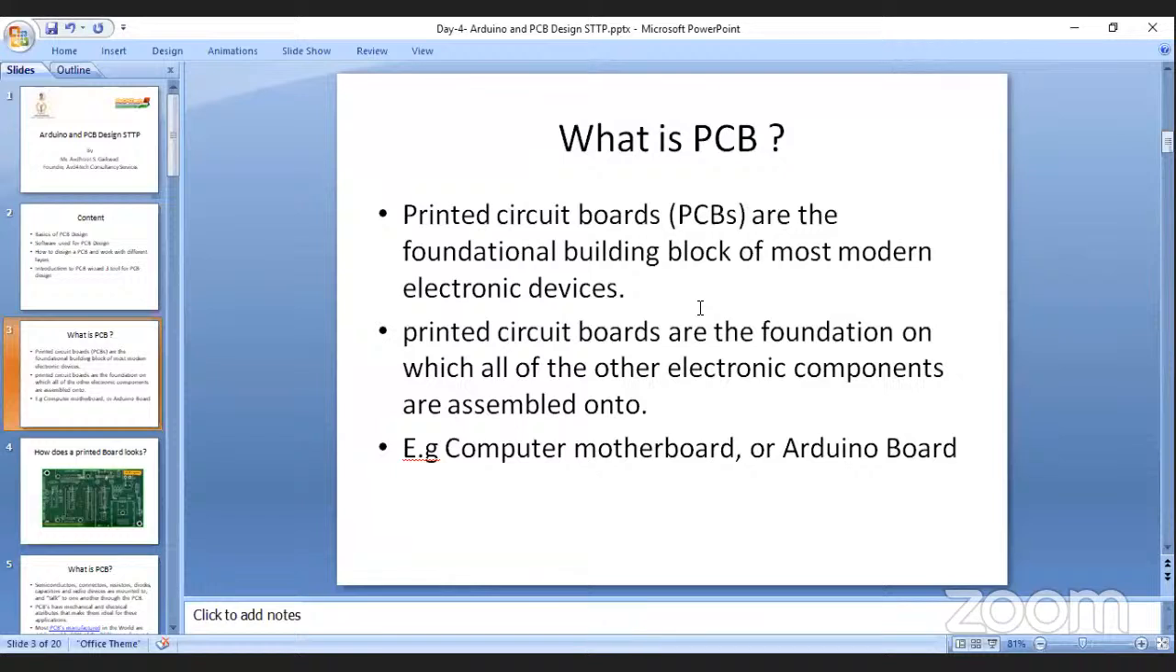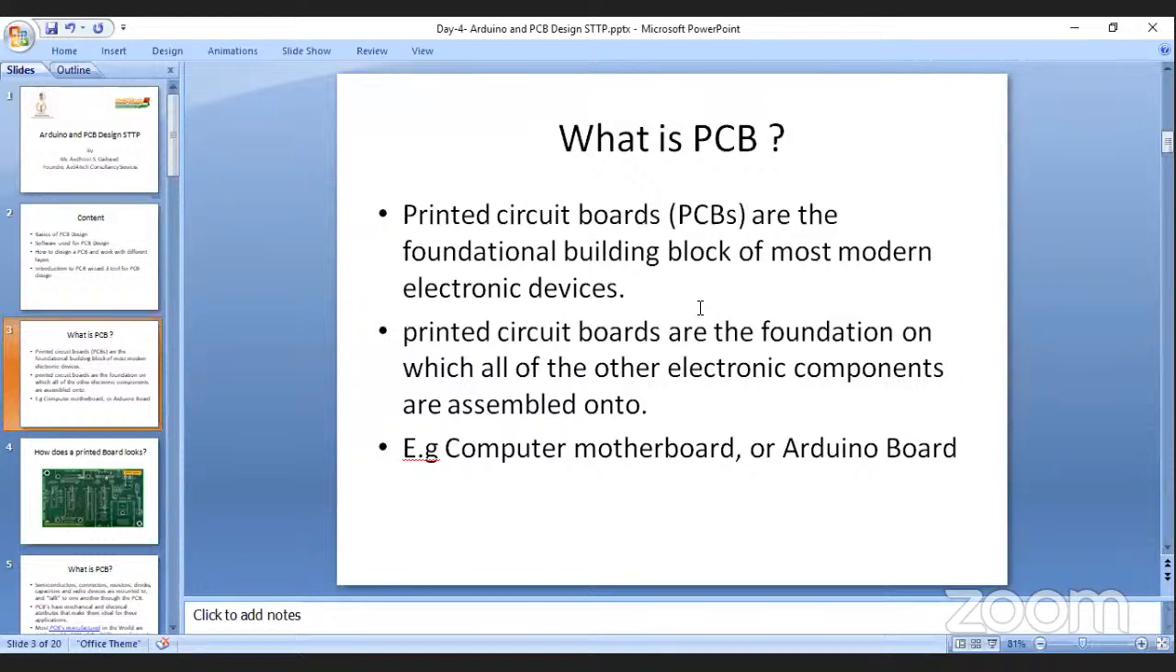So the printed circuit board, the acronym for which is PCB, is the foundational building block of most modern electronic devices. Printed circuit boards are the foundation on which all the other electronic components are assembled.